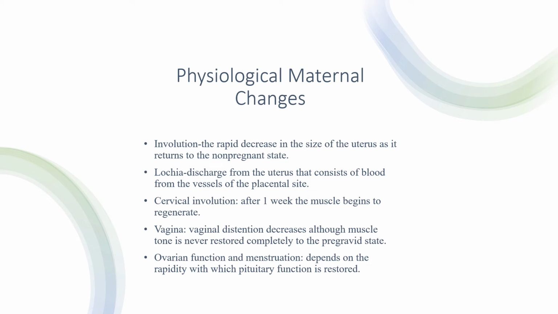Lochia is a discharge from the uterus. It starts off as blood. From day of birth until about day 3, you're going to have bright red. And then it's going to start turning more into a brownish pink, and it occurs from 4 to 10 days. Now it's called serosa. And then after that, it turns into a white discharge that is called alba, and it occurs from days 11 to 14 postpartum. The discharge decreases daily.